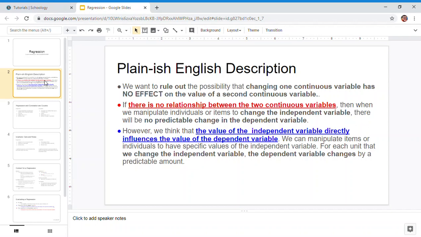So our null hypothesis is that there's no relationship between the two variables, that if you change height, weight doesn't change. If you change how long you study, you don't change what your grade is. That's the null hypothesis. The research hypothesis is that for every increment that you change your independent variable, the dependent variable changes by a predictable amount.